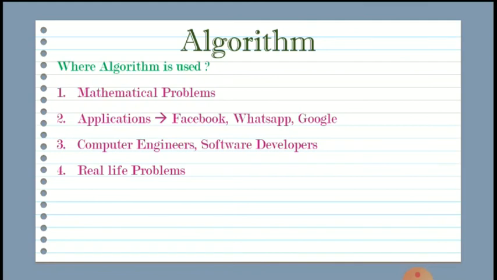Fourth one, algorithm is also used to avoid mistakes while solving any problem in real life. Fifth one, in fields like space research and robotics, algorithm is also used. Sixth one, before writing any computer program, first an algorithm is created. So basically, before solving any problem in the world, if you first create the algorithm, then it will be very easy to solve that problem.